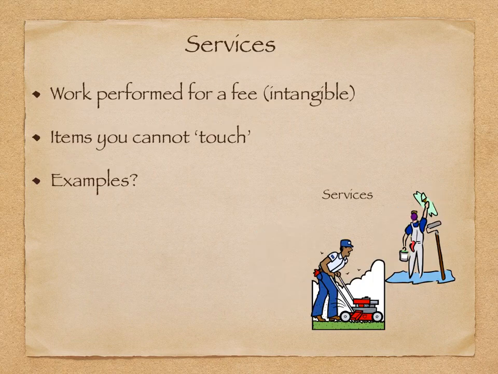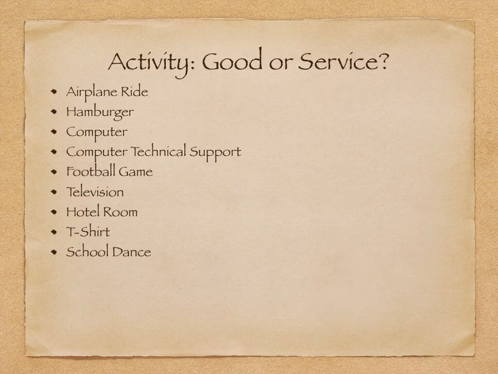A service is work that's been performed for a fee. However, it's not something that you can touch, which means that it's intangible. So think about services that you have received, what types are they, and write them down in your notes. Now it's your turn. Identify the items in the list as a good or a service. Be prepared to defend your answer in class.